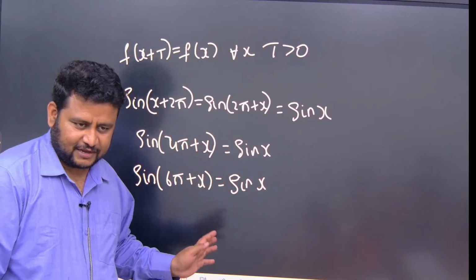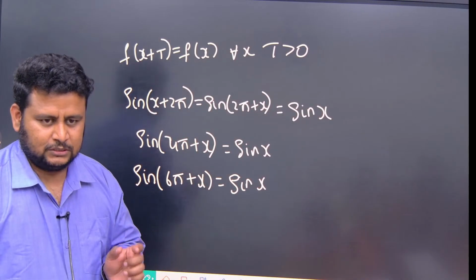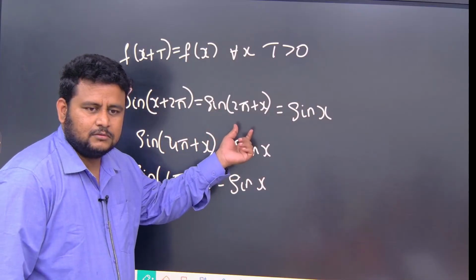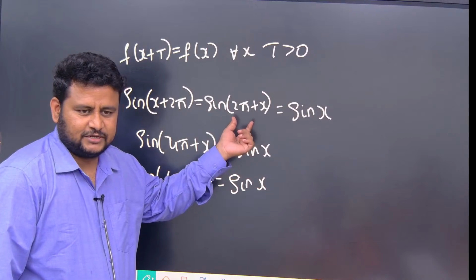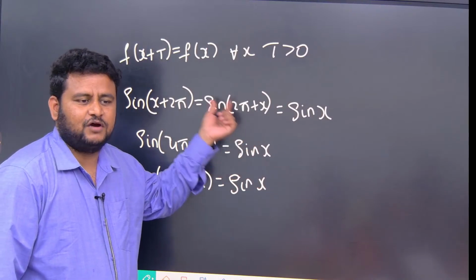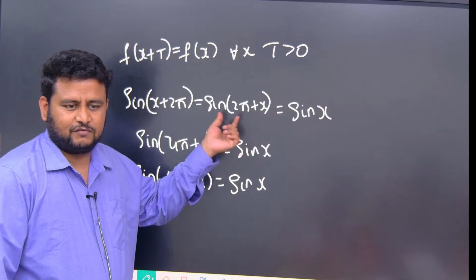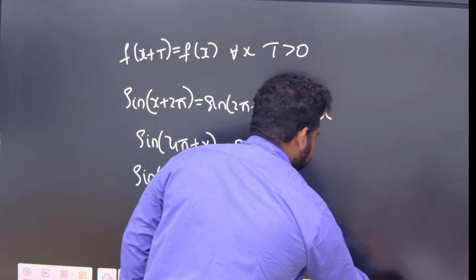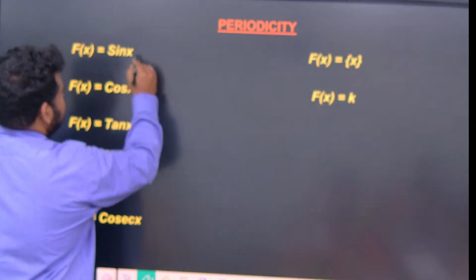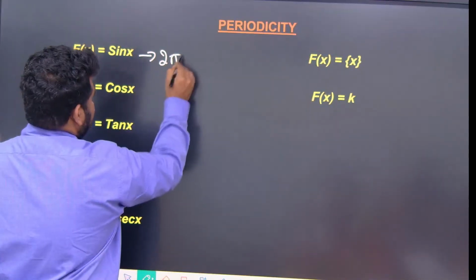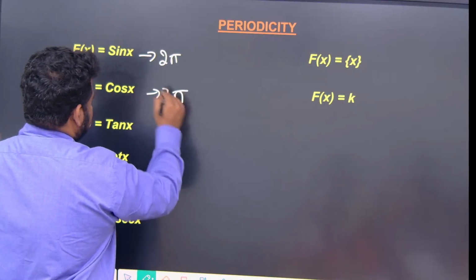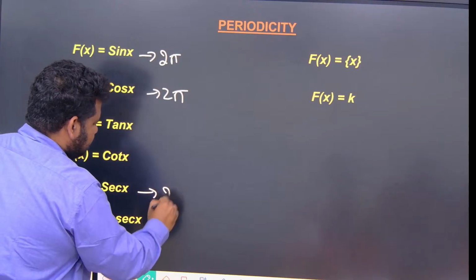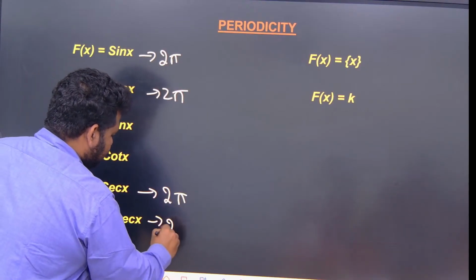Out of all these values, the smallest value we call the period. The smallest value here is 2 pi. That is the period for the sine function. Same thing goes for cos. So the period of sin x is 2 pi, for cos also it is 2 pi. Since sin and cos have period 2 pi, their reciprocals will also have 2 pi.